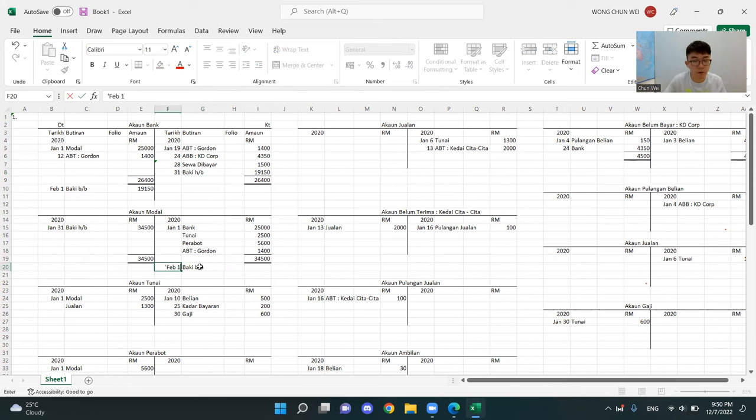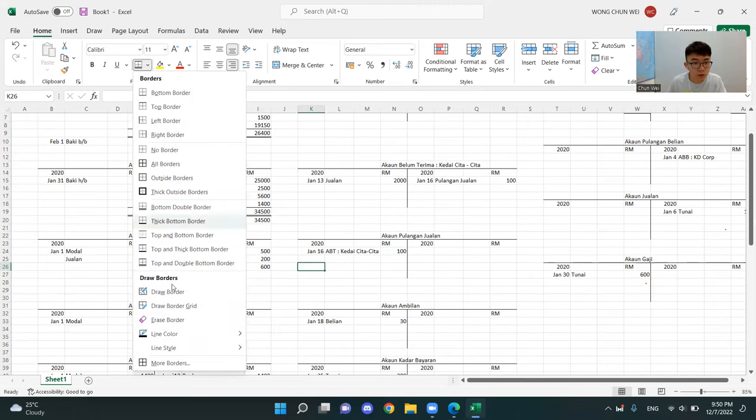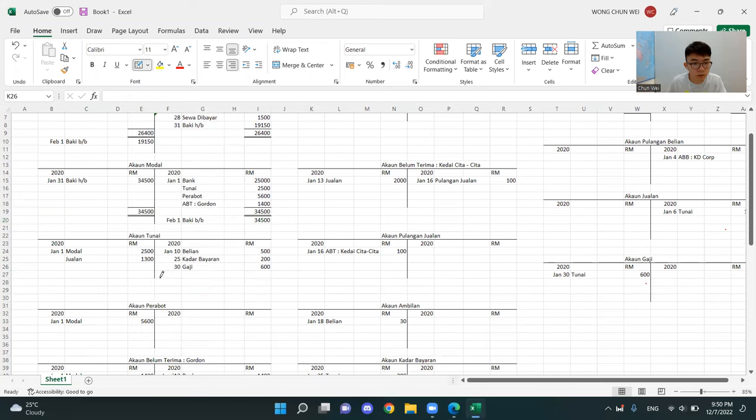Next day, February 1st. 34,500. So you actually do the same thing for all the accounts. So let's continue. So here, for account 29, which side is bigger? If you're not sure yet, then you skip a line first, and then one and double line.